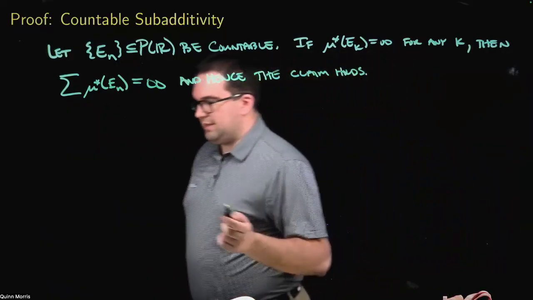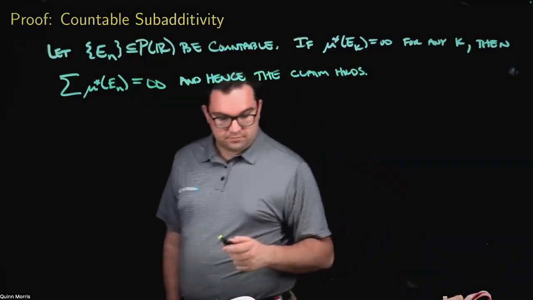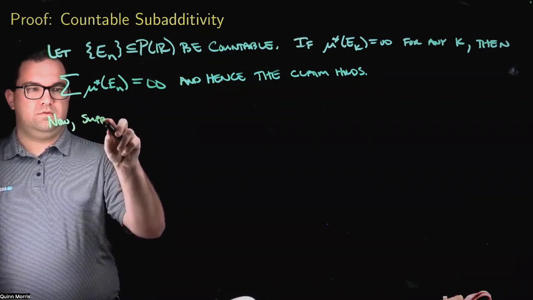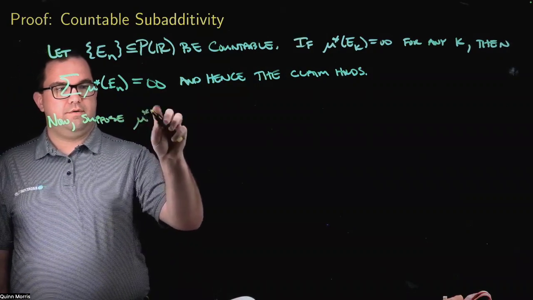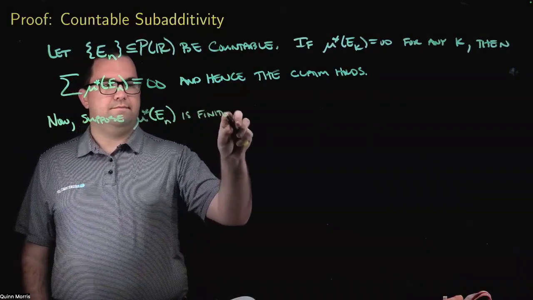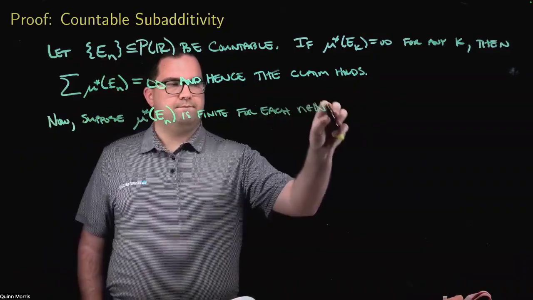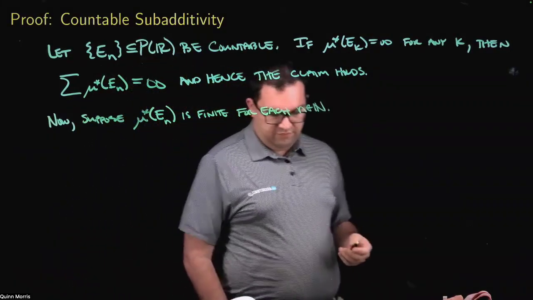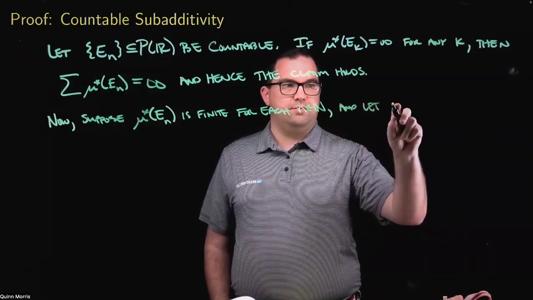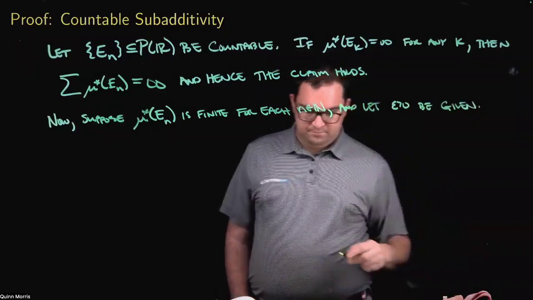Now what do I need to deal with? Now I need to deal with a case where every one of them has finite measure. So now suppose mu star of E_n is finite for each n. This is the other case, that they're all finite. And let epsilon greater than 0 be given.